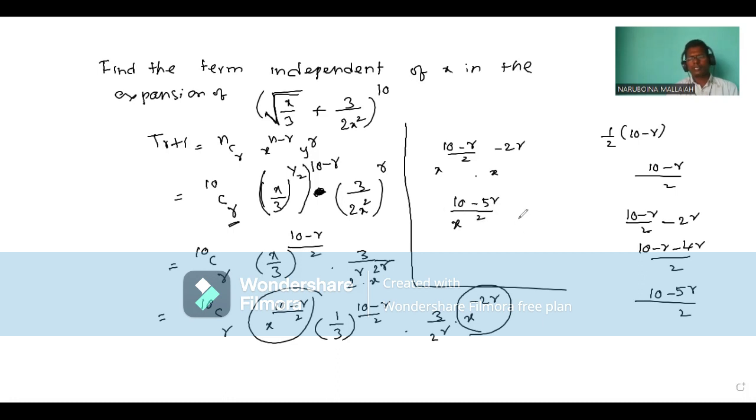So to find out independent term, we have to equate this value to x to the power of 0. Then bases are equal, so powers must be equal. (10 minus 5r) by 2 is equal to 0. Then 10 minus 5r is equal to 2 into 0, 0. 10 minus 5r, send that side, it will become 5r. r is equal to 10 by 5. 5 ones are 5, 5 twos are 10. So r is 2.